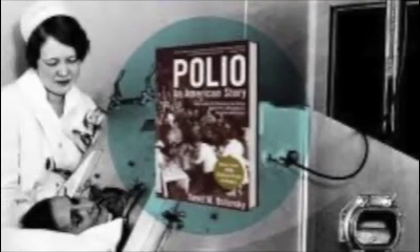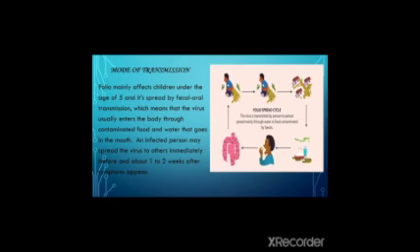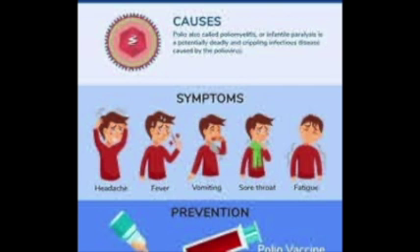Mode of transmission. Polio mainly affects children under the age of 5 and it spreads by fecal-oral transmission, which means that the virus usually enters the body through contaminated food and water that goes in the mouth. An infected person may spread the virus to others immediately before and about 1 to 2 weeks after symptoms appear.